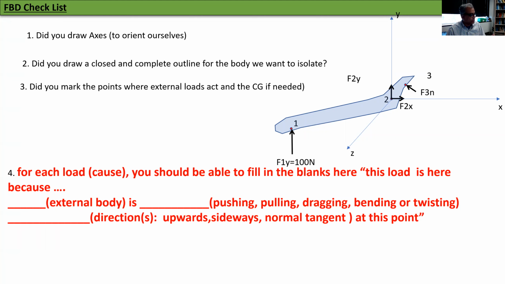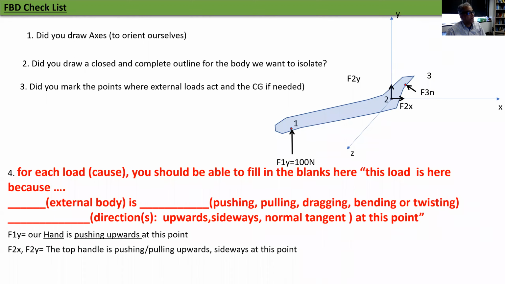For each load, you should be able to fill in the blanks here. That says the load is here because some external body is pushing, pulling, dragging, bending, or twisting in this direction at this point. Notice it doesn't care at all about what else is happening, just at this one point. So let's see. Why is there a force F1y? Because my hand is pushing upwards at this point.